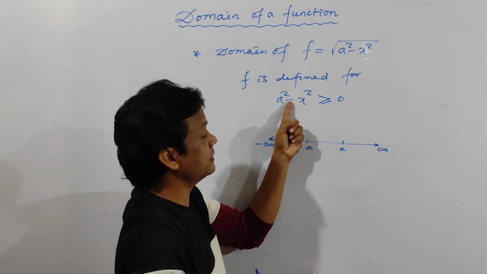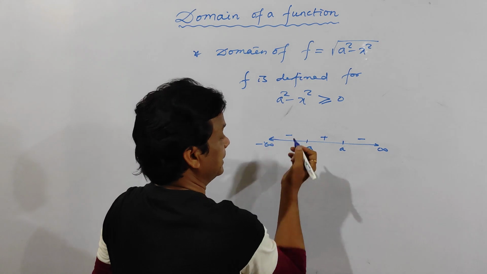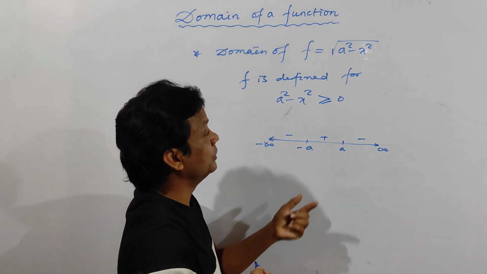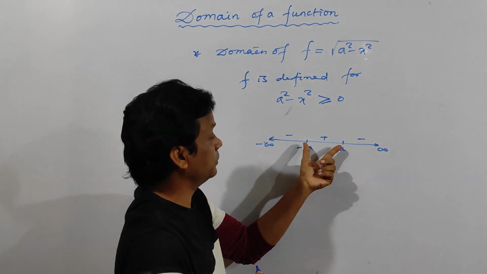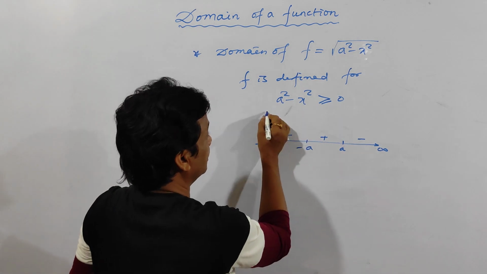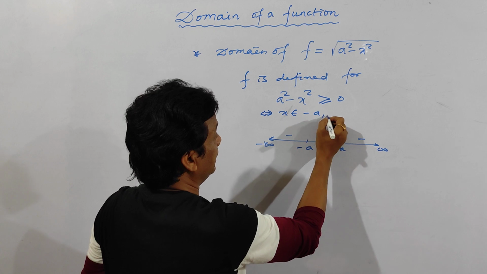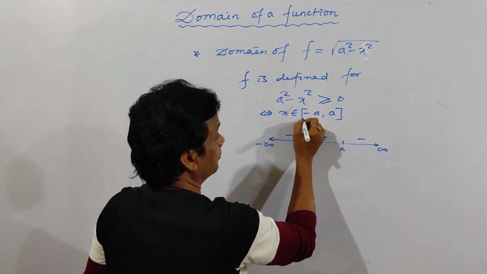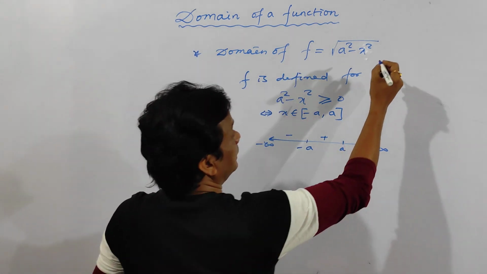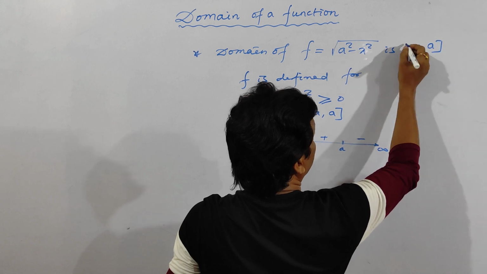And the sign of x square is negative. So put a negative sign here, here it is positive, here it is negative. And your requirement is greater than or equal to 0. Greater than 0 means positive, and equal to 0. That means in between minus a and plus a, so x belongs to the closed interval minus a to a. So this is your answer. The domain of f is the closed interval minus a to a.